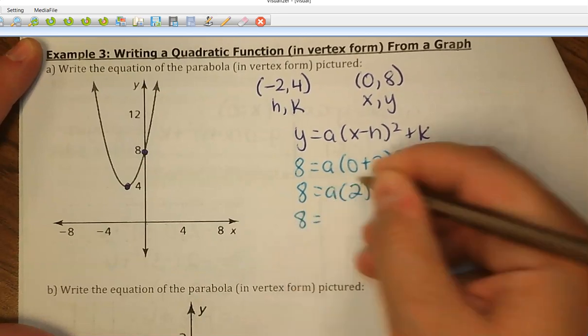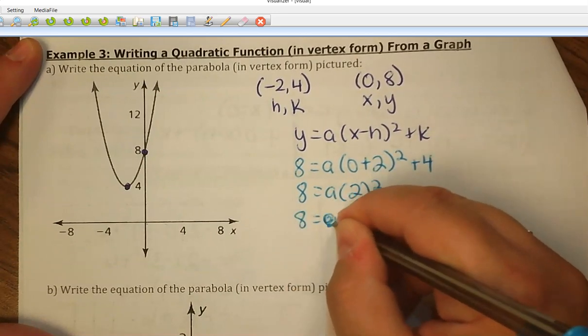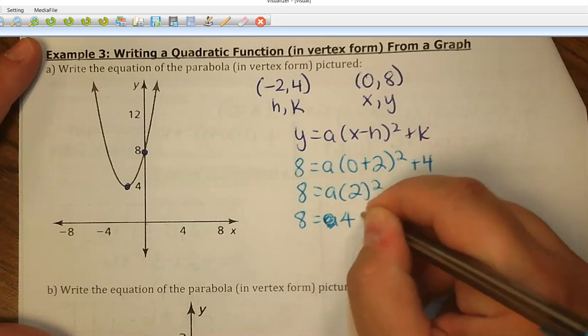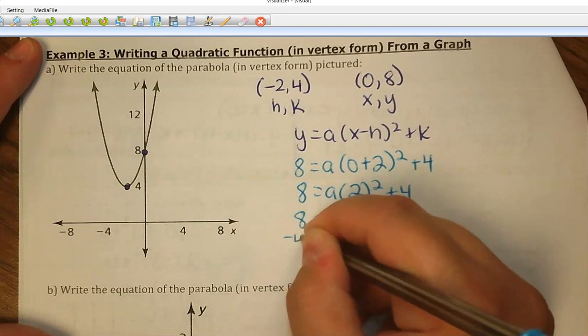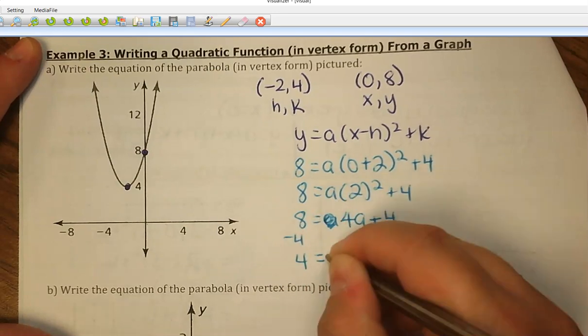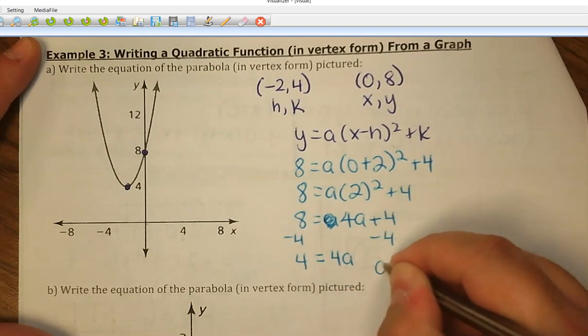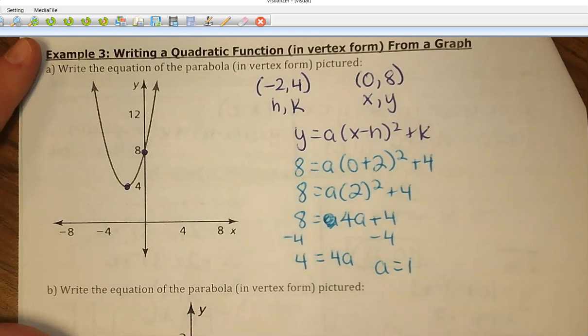If you square that 2, whoops, let me write it like I've been doing in the other problems. This will be 4a plus 4. I'm going to subtract the 4 here. So I get 4 equals 4a. And so that way, a is just going to be 1.